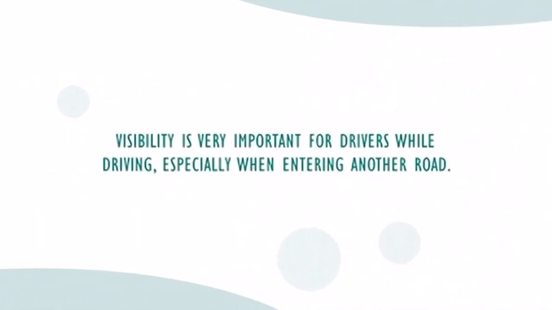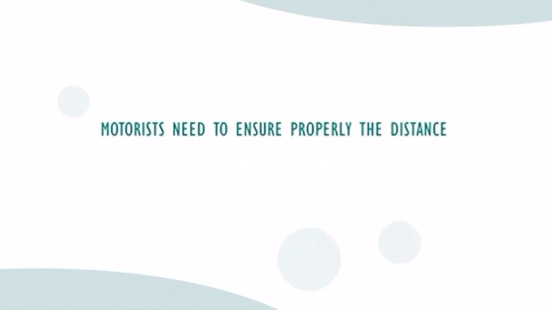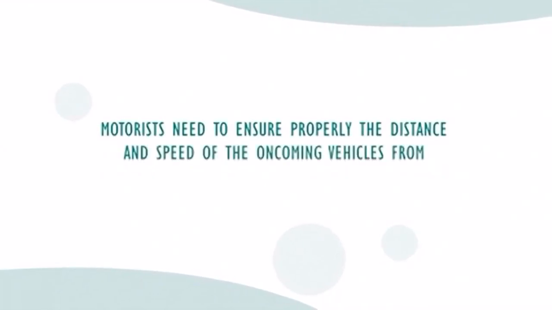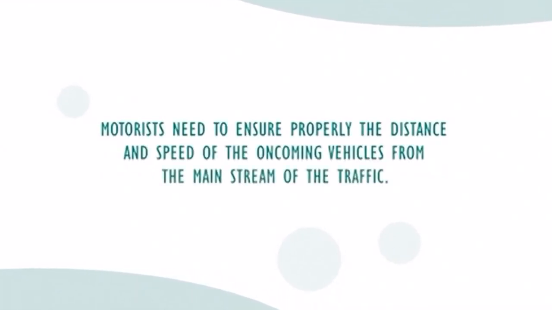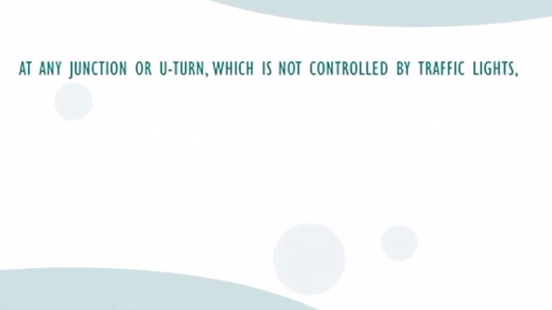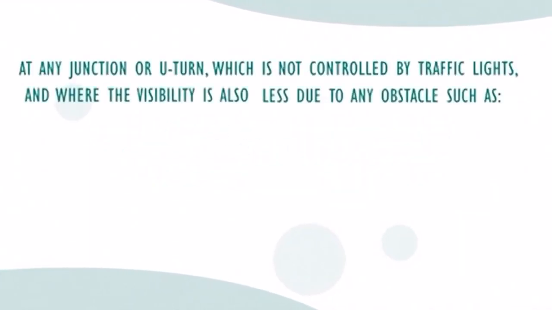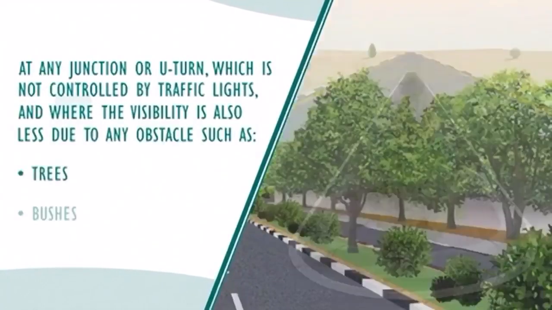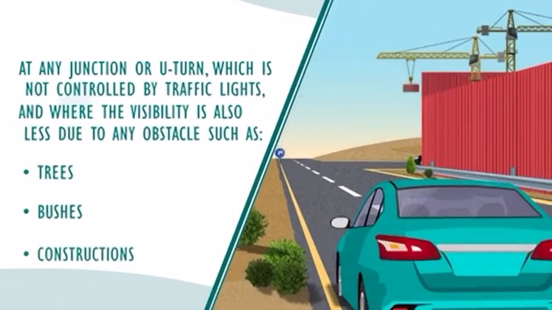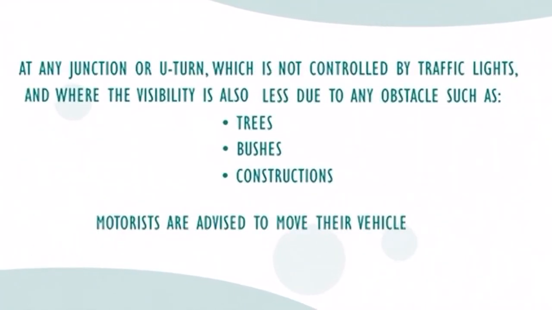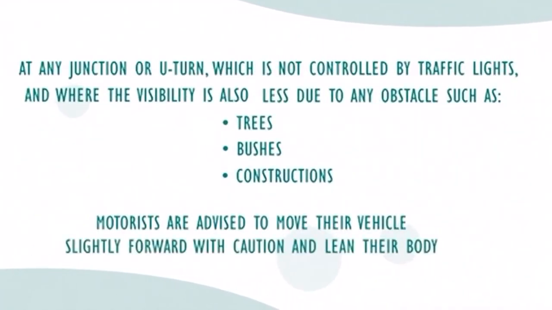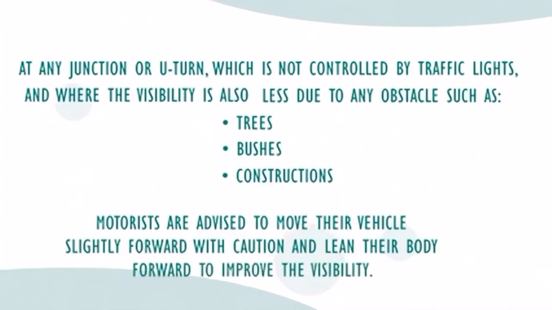Visibility is very important for drivers while driving, especially when entering another road. Motorists need to ensure properly the distance and speed of the oncoming vehicles from the mainstream of the traffic. At any junction or U-turn which is not controlled by traffic lights, and where the visibility is also less due to any obstacles such as trees, bushes, and constructions, motorists are advised to move their vehicles slightly forward with caution and lean their body forward to improve the visibility.